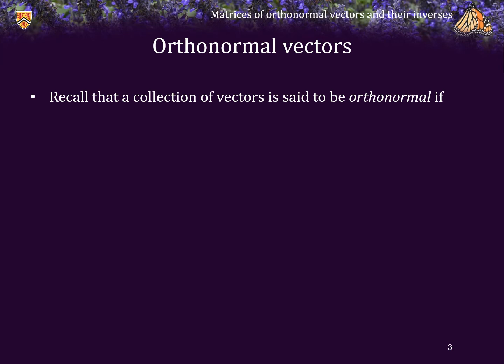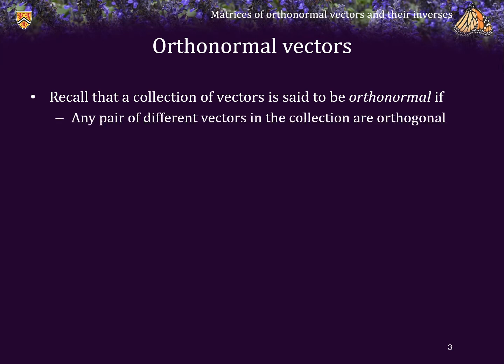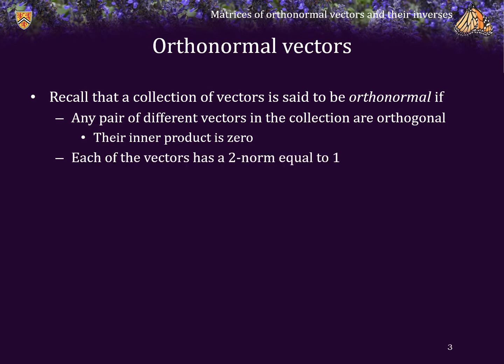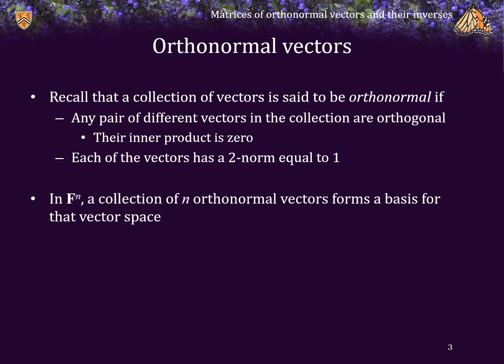All right, a quick review. Recall that a collection of vectors is said to be orthonormal if, first, any pair of different vectors in that collection are orthogonal to each other. That is, the inner product between the two vectors is 0, and each of the vectors has a 2 norm equal to 1. Now, in a vector space R to the n or C to the n, a collection of n orthonormal vectors forms a basis for that vector space.